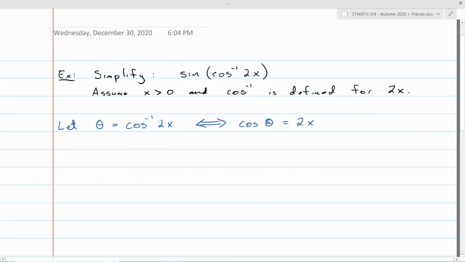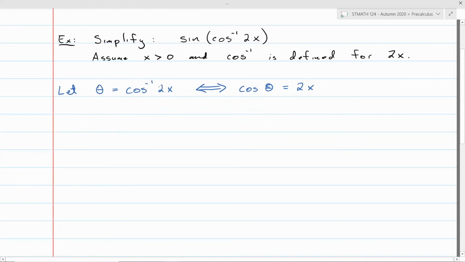And we also know that the angle has to be between 0 and pi because we're doing cosine inverse. But we were told x was positive also. So I know that the angle theta here has to be acute. So I can draw a little acute triangle here with an angle of theta. And cosine of theta here is 2x, which I can think of as 2x over 1, which on this right triangle would be the adjacent side over the hypotenuse.